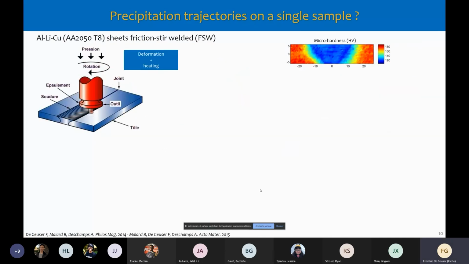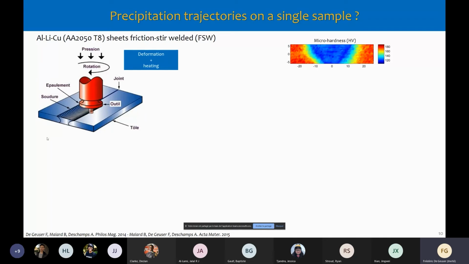Now, something else I wanted to show you. Here we have seen in situ experiments where we see competition between these different phases. There is actually a way to have different precipitation trajectories on a single sample, so without the time. And this I will show you with the example of a study we did on joining. In this case, it was friction stir welding on aluminum, lithium, copper, still the same type of alloys.